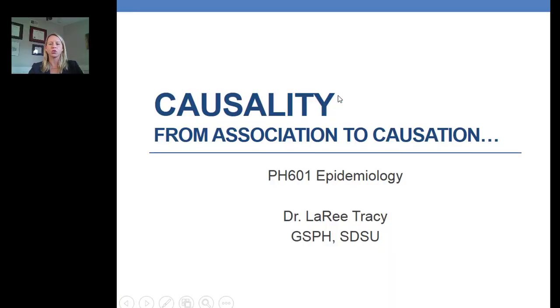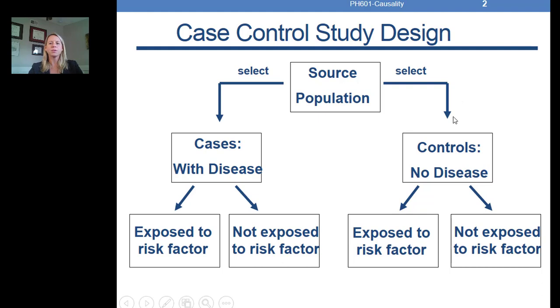So in these next set of lectures, we're going to talk about causality, the movement from association to causation. Up until now, we've discussed the fundamental study designs in epidemiology. We talked about the case control design, which, as we all know now, is a design in which we begin with people with the disease and without the disease, and we look backward for their exposure.